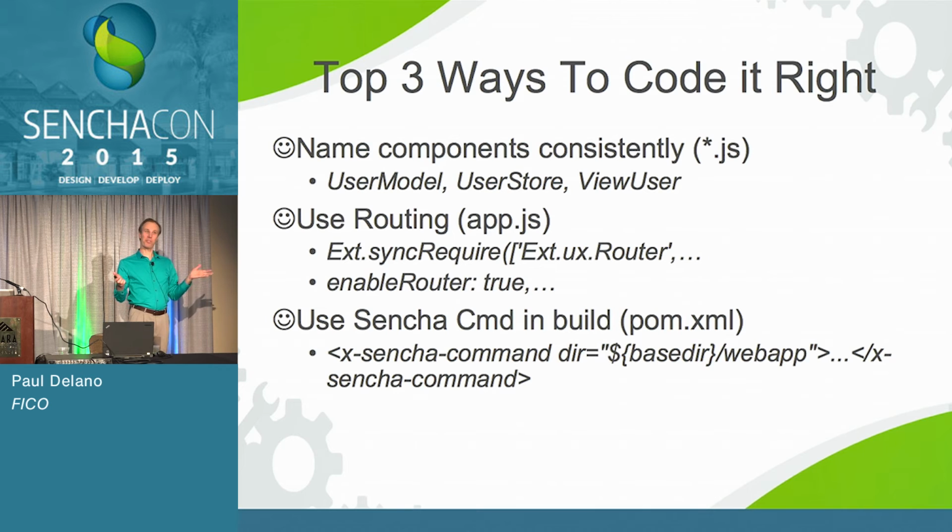Okay, so let's talk about how to do it right. So first of all, name components consistently. So you're dealing with a user. You should have a user model that's like your user object, your user store that's storing your users, your view user that lets you view your user, maybe an edit user view to edit the user. Just real nice, simple naming consistency goes a long way.